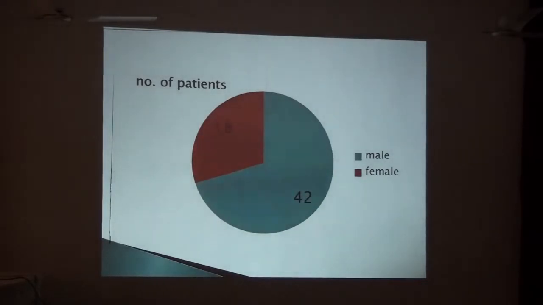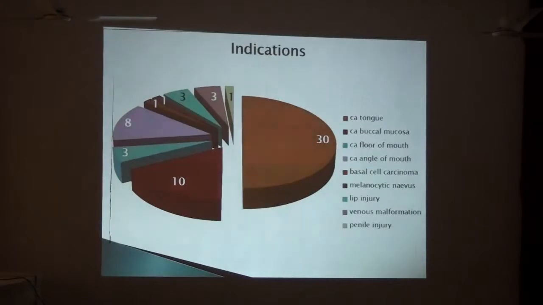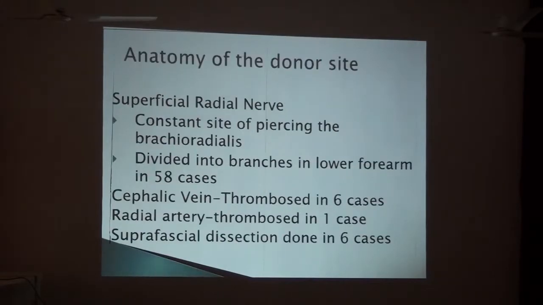42 of the 60 patients were male, with the most common age group being 50 to 75 years, with age ranging from 8 to 83. The most common indication was defect closure following excision of carcinoma tongue, followed by carcinoma buccal mucosa and carcinoma angle of the mouth. Facial vein and superior thyroid artery were the most frequent recipient sites for microvascular anastomosis. End-to-end anastomosis was the most commonly performed, and follow-up ranged from 2 to 17 months.